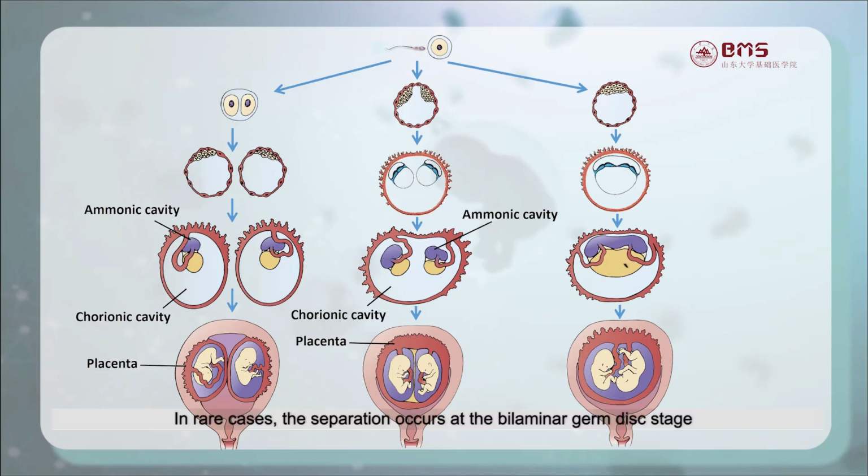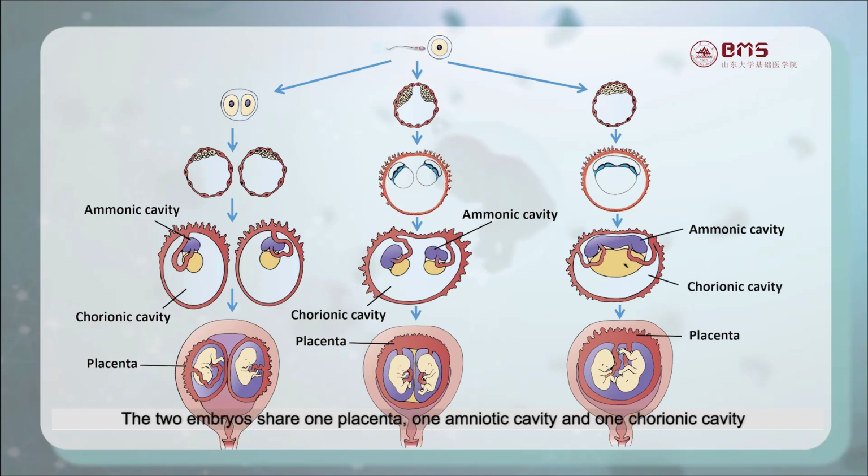In rare cases, the separation occurs at the bilaminar germ disc stage, just before the appearance of the primitive streak. The two embryos share one placenta, one amniotic cavity, and one chorionic cavity.